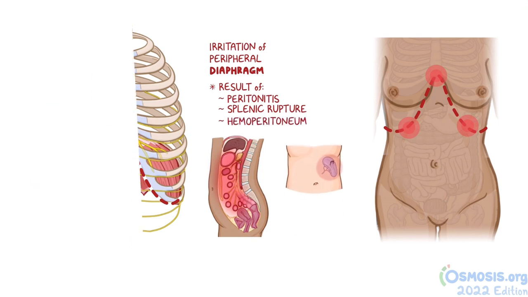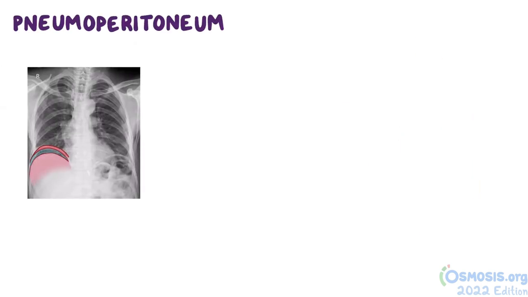Next up, let's talk about something called a pneumoperitoneum, which is when there is free air located in the peritoneal cavity. Free air is often recognized on clinical imaging, such as during X-ray or CT scan. One of the classic signs is on X-ray, where free air is seen underneath the diaphragm on an upright abdominal or chest radiograph, as seen here.